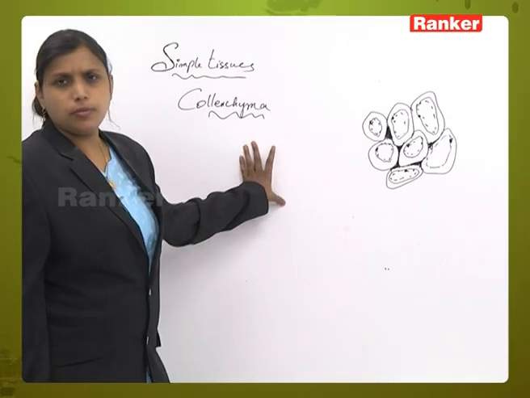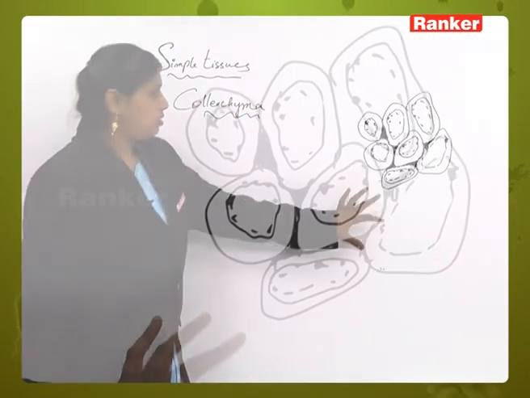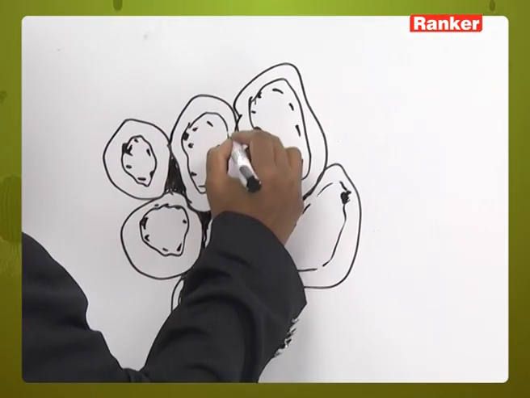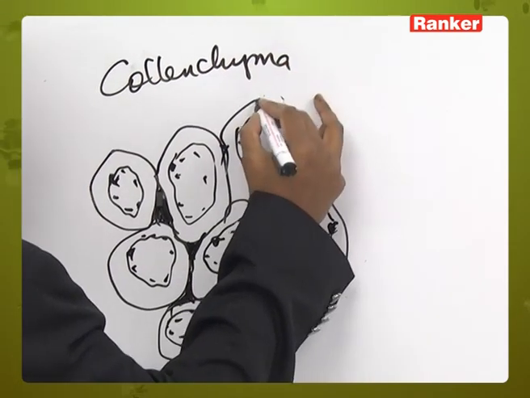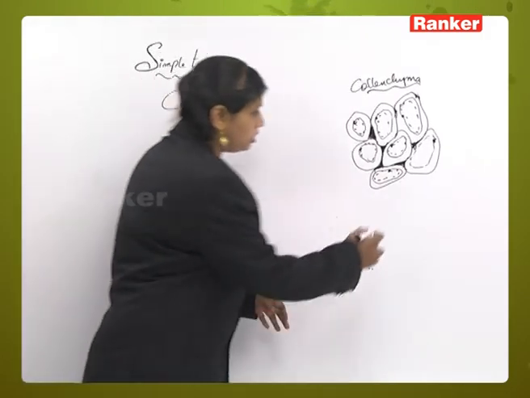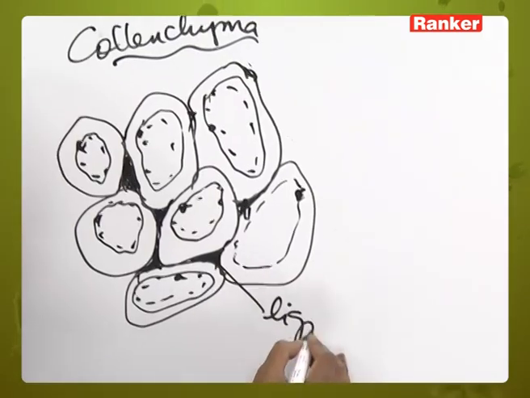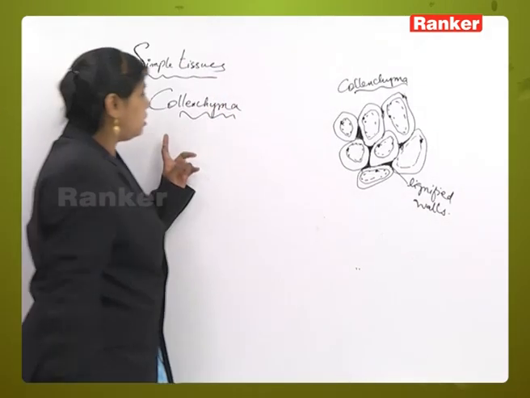Another type of simple tissue which we are going to study now is Collenchyma. This can be taken as one of the diagrams of Collenchyma tissue. This is a Collenchyma tissue. These are lignified walls. Now, what is a Collenchyma tissue?